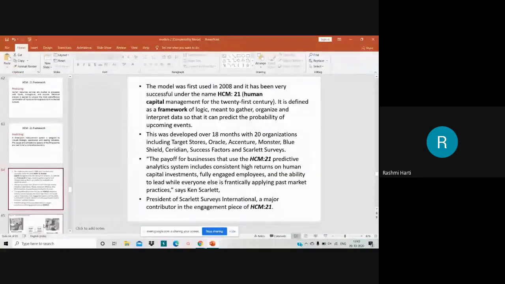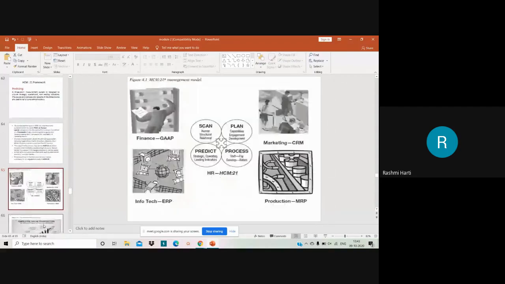So the model, as I said, was developed in 2018, right? And it is called HCM, Human Capital Management for the 21st century. HCM 21 is Human Capital Management for the 21st century, right? The president of Scarlett Surveys International is a major contributor in the engagement piece of HCM 21, right? Then it is very nicely put forth here.